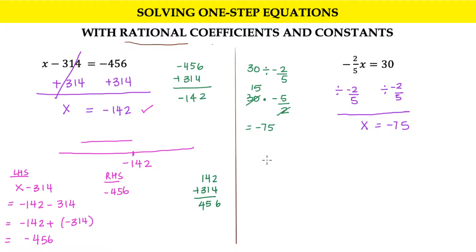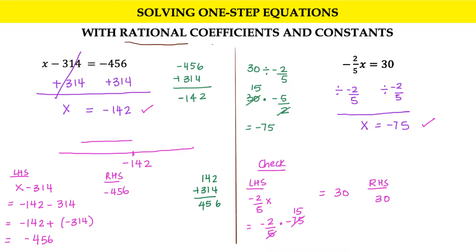Now let's formally do a check. On the left hand side, we have negative 2/5 x, and that is equal to negative 2/5 times negative 75. I'm going to continue it here. So 5, that's 15. And negative times negative is positive. 2 times 15 is positive 30. And the right hand side, what do we have? 30. Which means our answer of x equals negative 75 is correct.